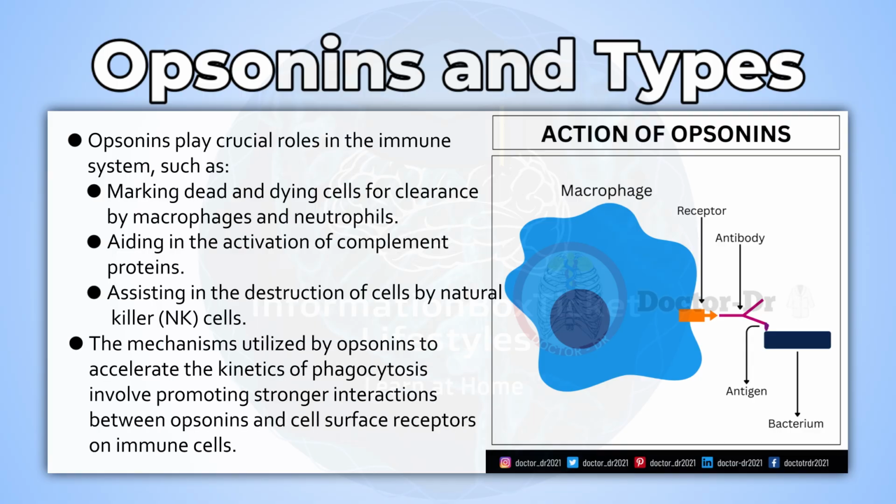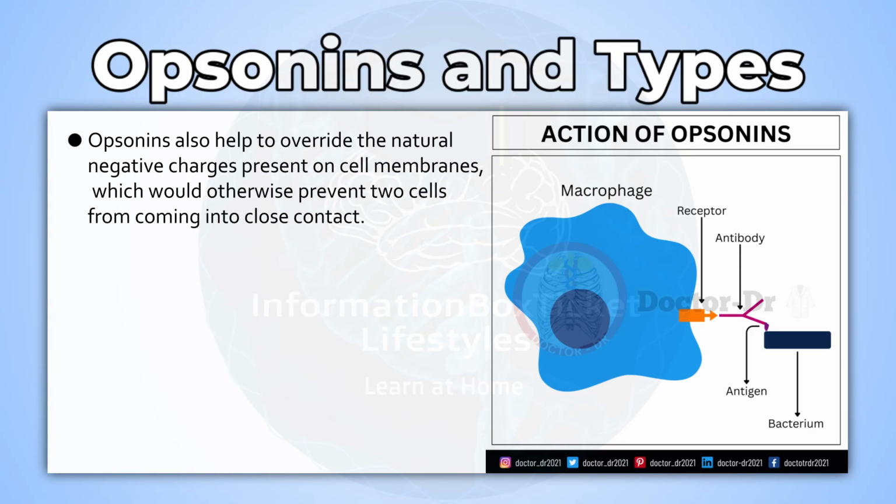The mechanisms utilized by opsonins to accelerate the kinetics of phagocytosis involve promoting stronger interactions between opsonins and cell surface receptors on immune cells. Opsonins also help to override the natural negative charges present on cell membranes, which would otherwise prevent two cells from coming into close contact.